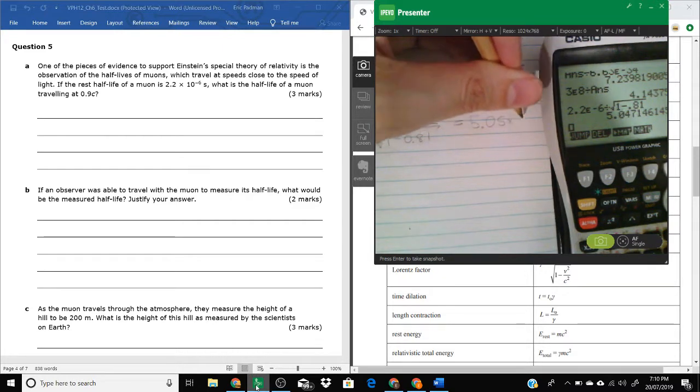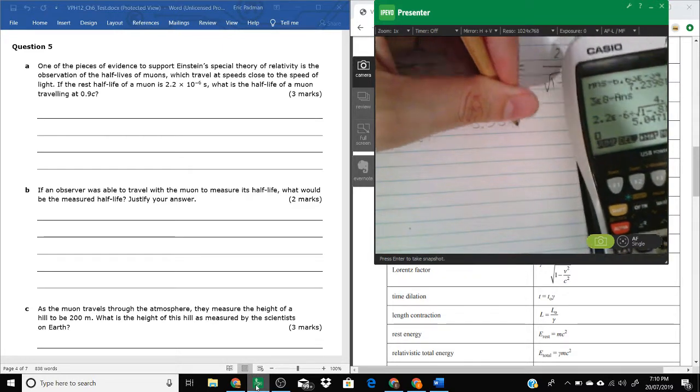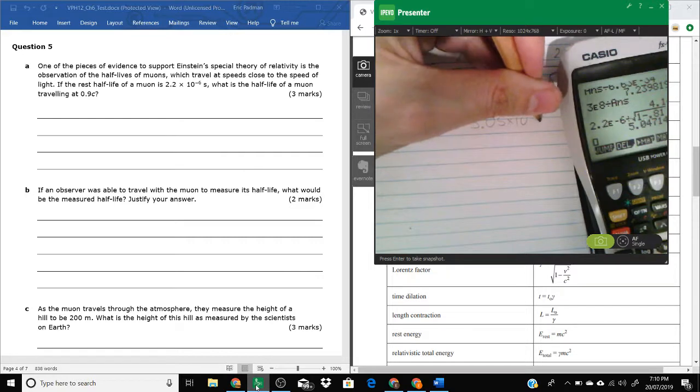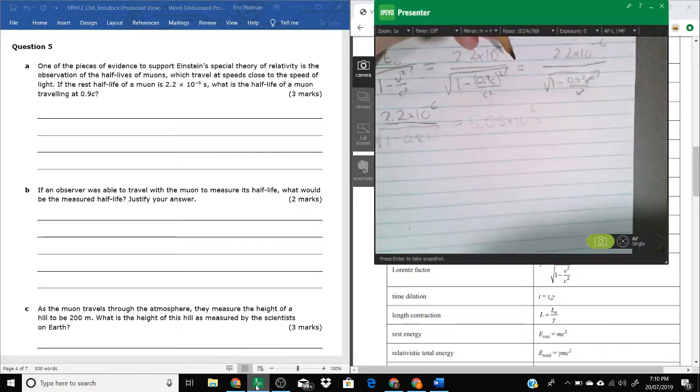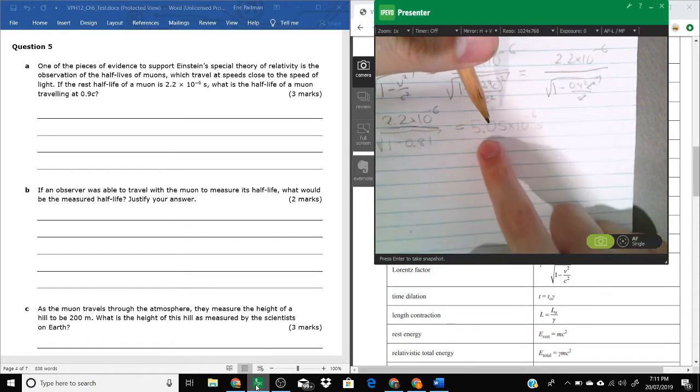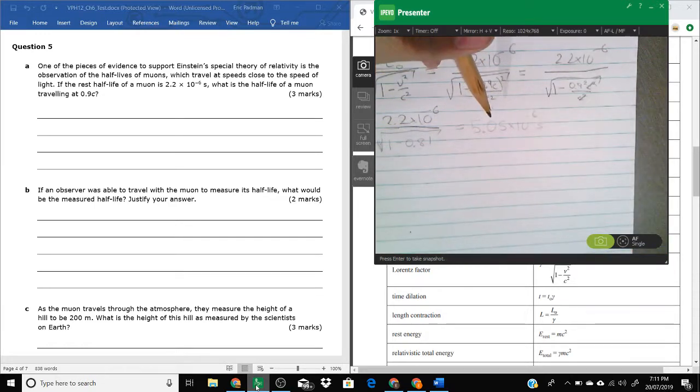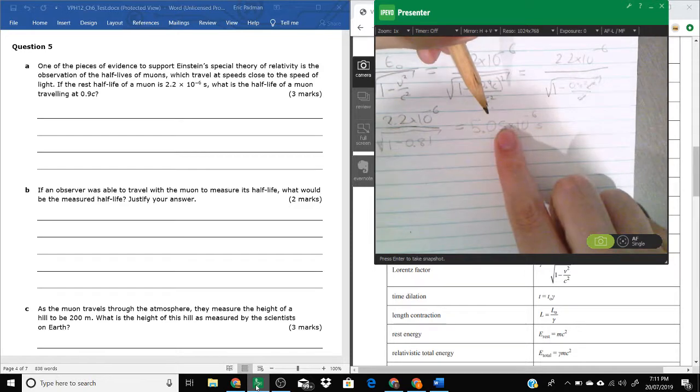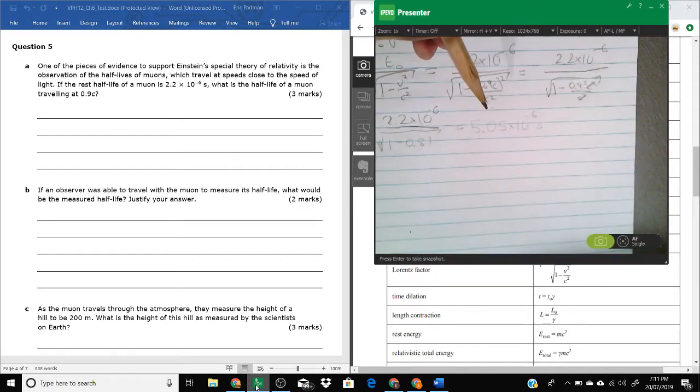So then we have a longer time. Through some figures, 5.05 times 10 to the negative 6 seconds. Just double check. All right, then you round that. Actually, it was 4.7 in the calculator. To two significant figures, it would be 5.0 times 10 to the minus 6. I have a habit of holding on to an extra significant figure.